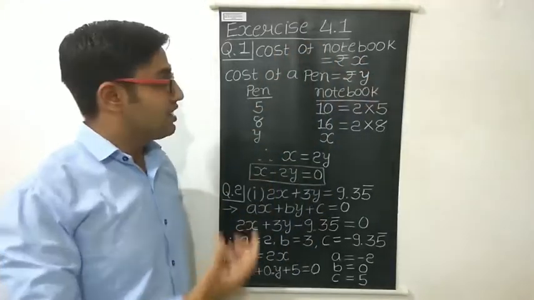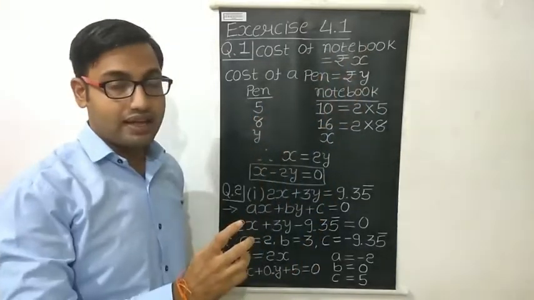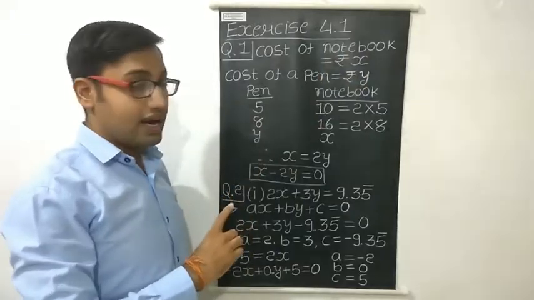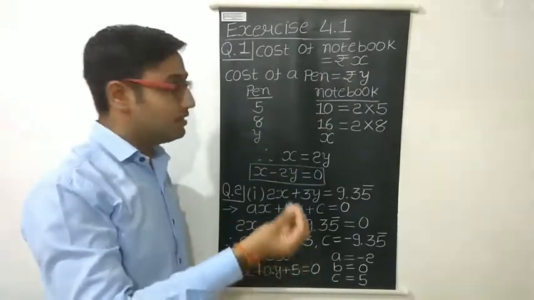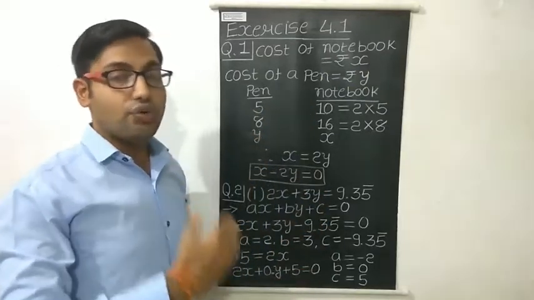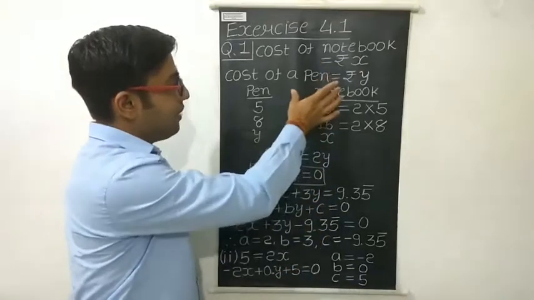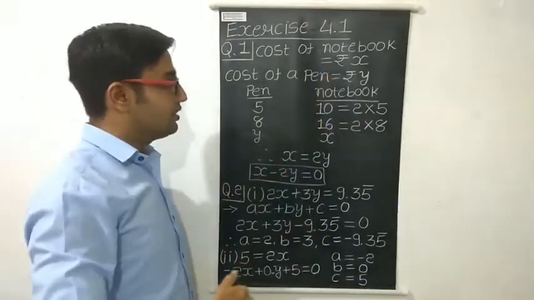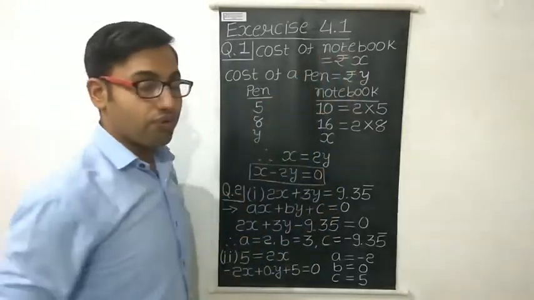Now the one thing that relates both the cost of the notebook and the cost of the pen in the given question is that the cost of the notebook is twice the cost of a pen. Now what is the meaning of twice? Twice means double. Whatever the cost of a pen is, if we double the cost of the pen, we get the cost of the notebook.